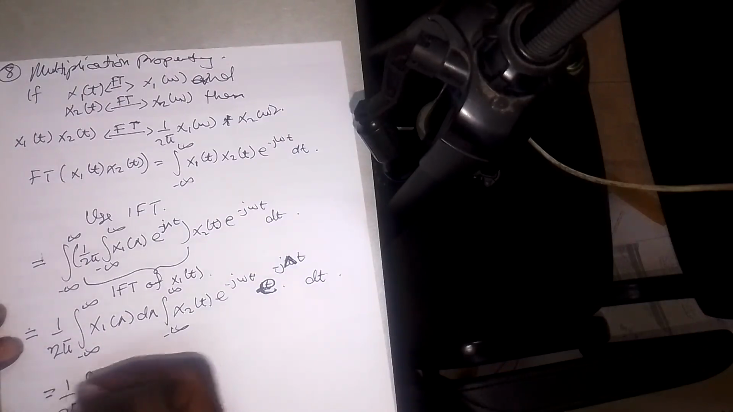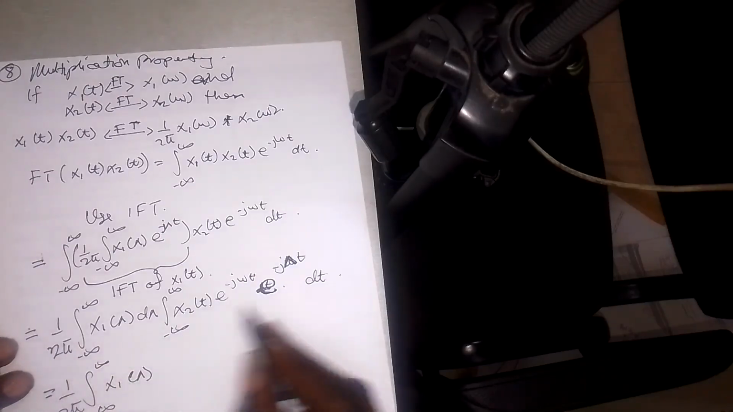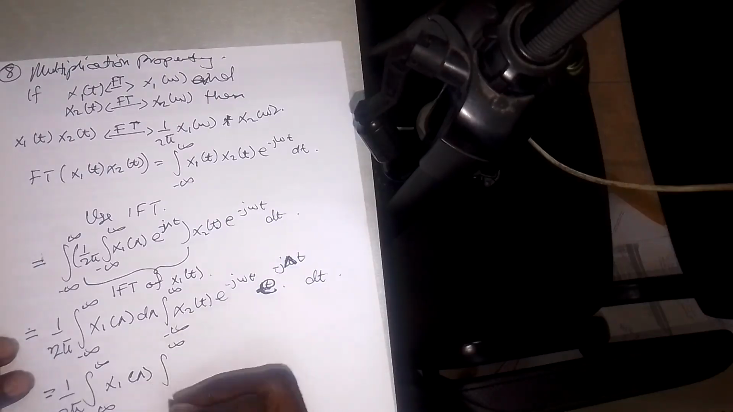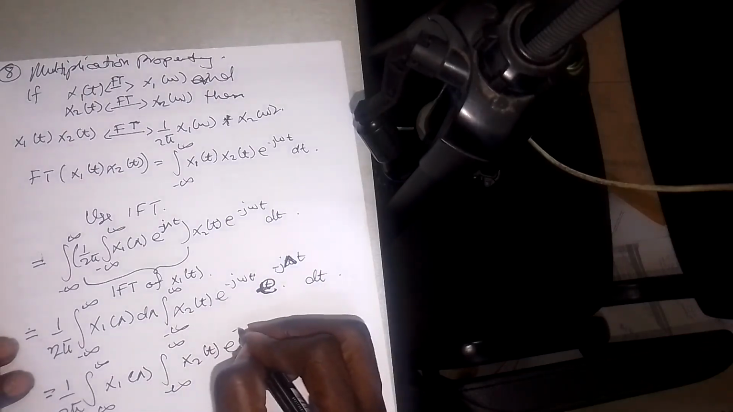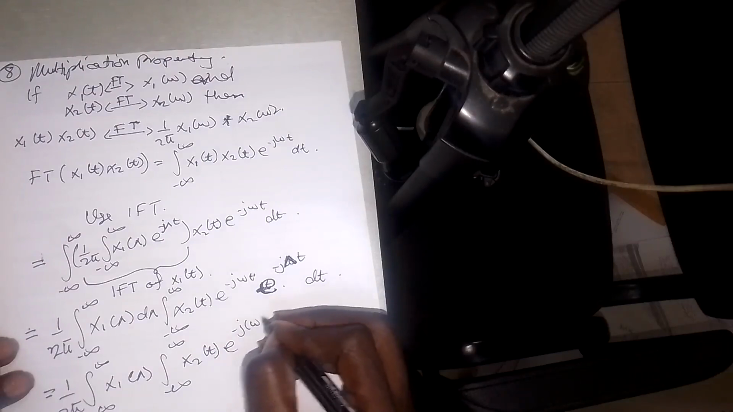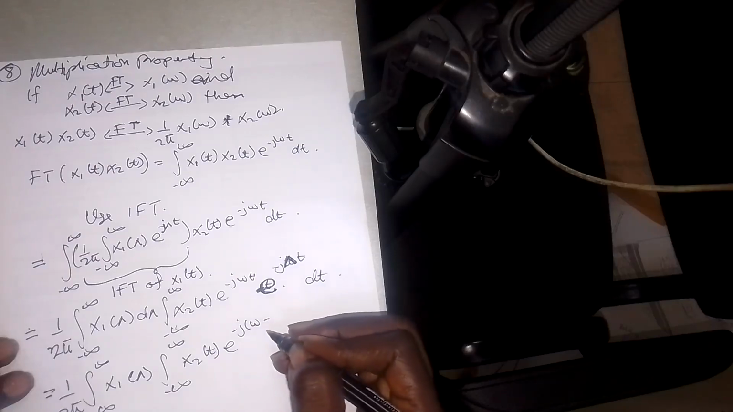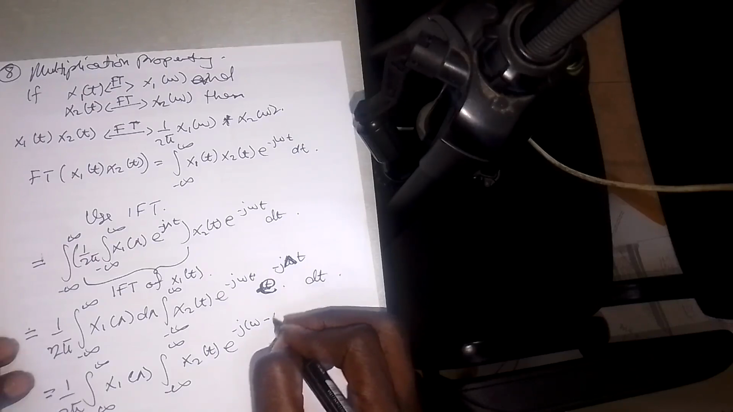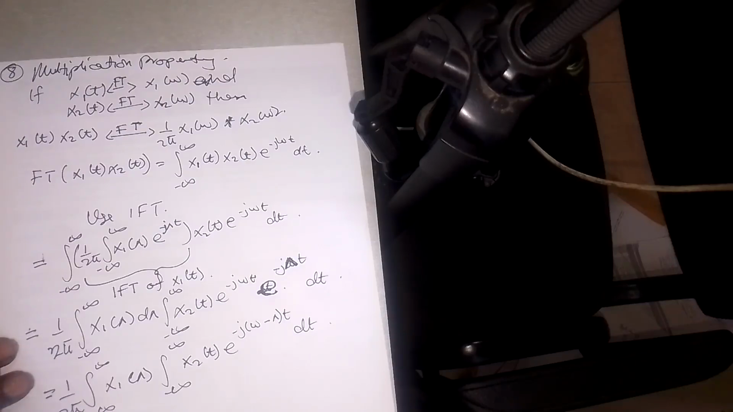Now if I have it this way, then what I can say is that it equals 1 over 2 pi, the integral from minus infinity to infinity of X1 of lambda, which is what I have here, times the integral of X2 of t into e to the minus j (omega minus lambda) t dt.